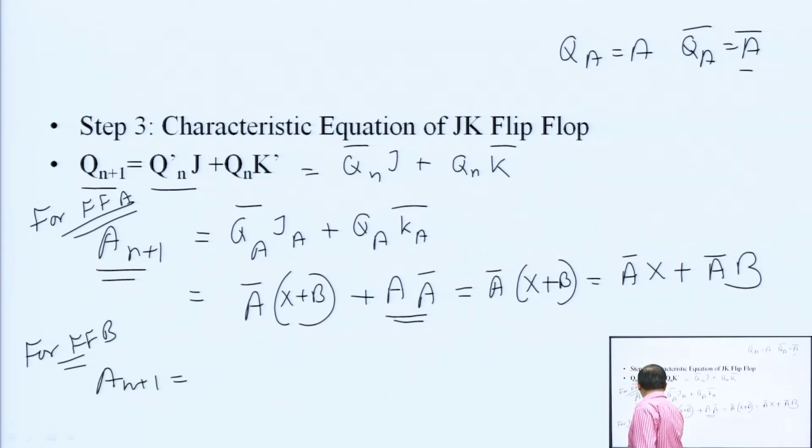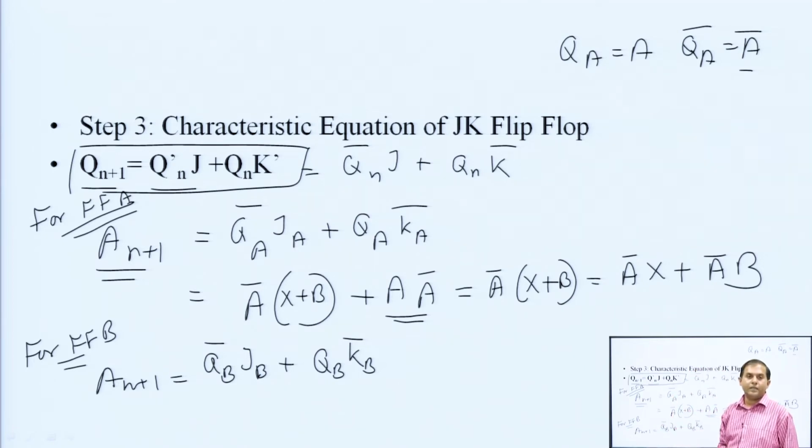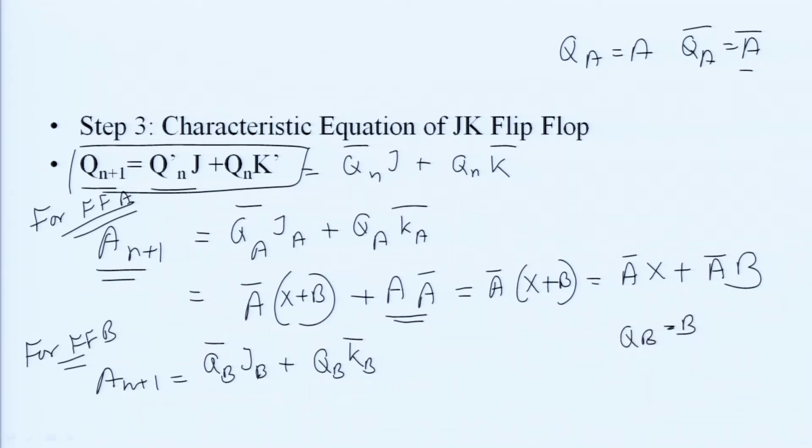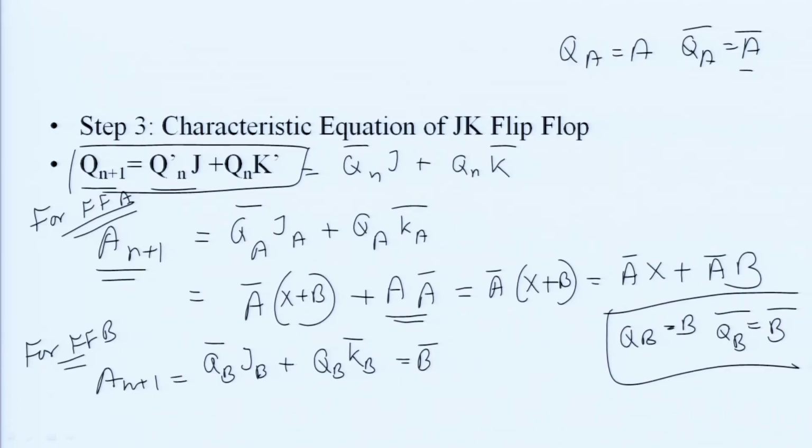Q n plus 1 will be q b bar j b plus q b k b bar. Using this equation only. This is the final main characteristic equation. So, we are taking q b is equal to b and q b bar is equal to b bar. Okay. So, now let us write. So, q b bar means b bar, and what is j b? J b already you have got x plus a bar. So, write down b bar into x plus a bar.